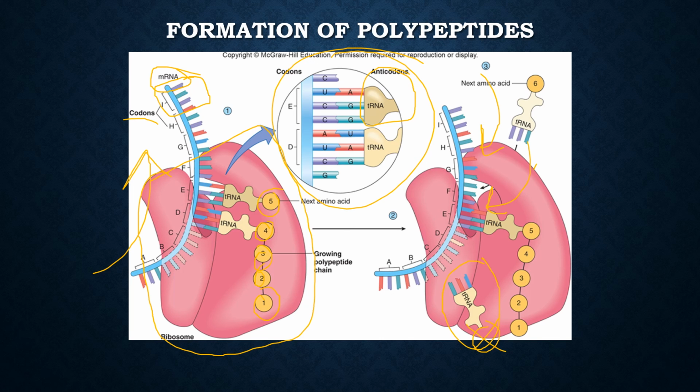So interactions between these amino acids of 1, 2, 3, 4, 5 here of this growing polypeptide chain will cause the difference in bending and in folding in making the secondary and tertiary structures.